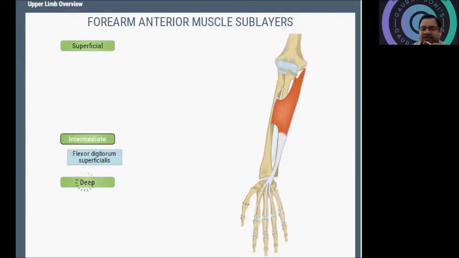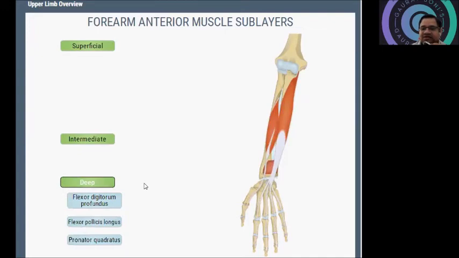In the deeper part, it is also called the extensor compartment of the forearm. There is the flexor digitorum profundus muscle. Again, you can see digitorum, wherever you find it, you will see it is going towards the digits.